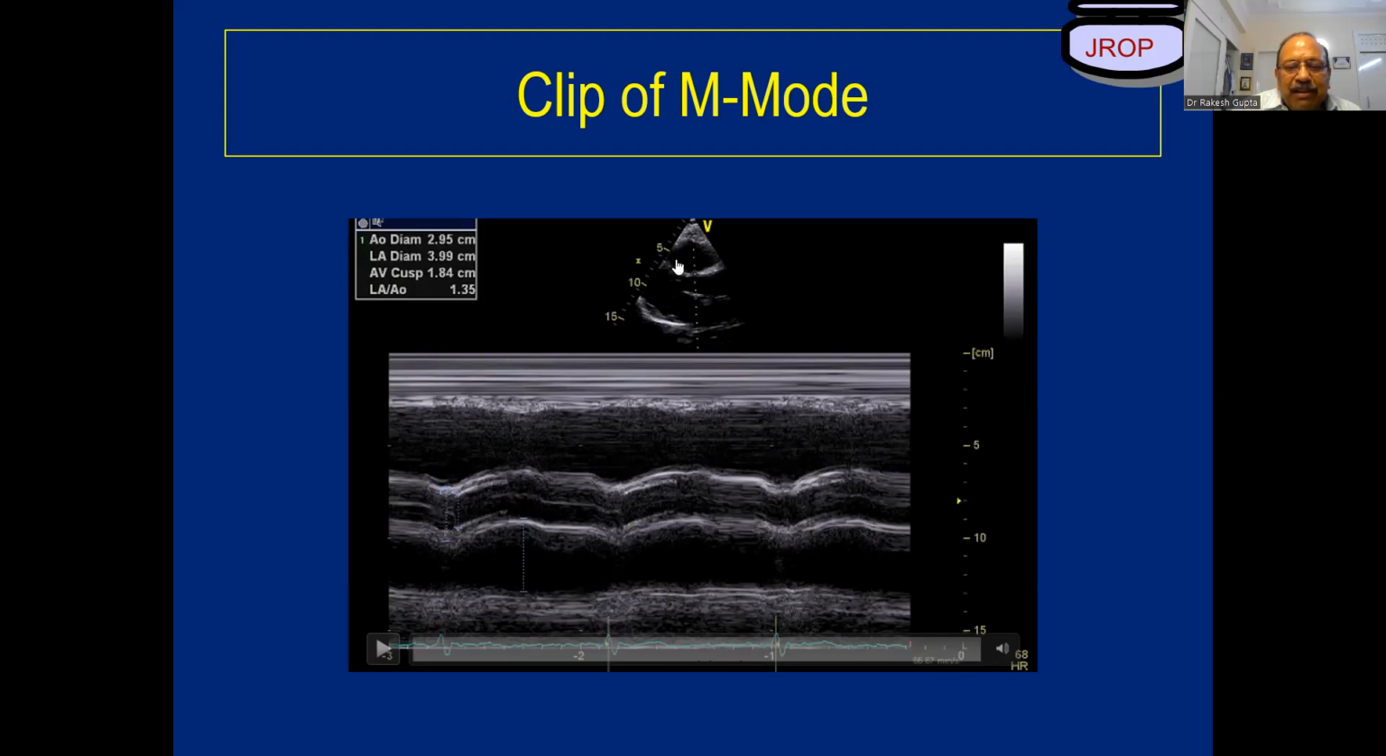So when we cut across this particular segment over here, what did we get? We got an RV OT, that's proximal RV OT. And when we measure this proximal RV OT, we always measure during early diastole. Then comes aorta. Here is a measurement of aorta from leading edge to leading edge. Then LA dimensions from leading edge to leading edge. Then AV cusp separation from this point to this point.